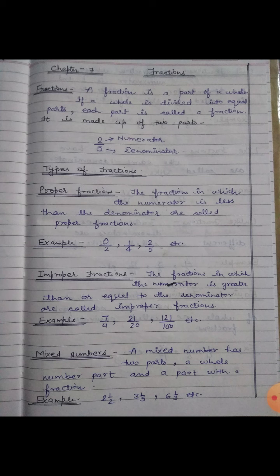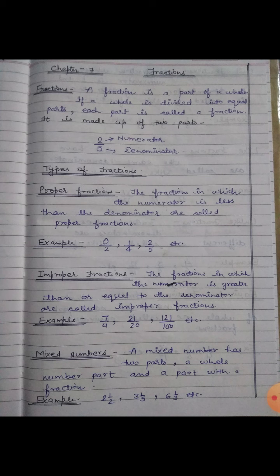ठीक है, तो फ्रैक्शन क्या होगा? कोई भी एक कंप्लीट चीज़ है, अगर हम उसका कोई भी पार्ट निकालते हैं तो वो उसका फ्रैक्शनल पार्ट है. So if a whole is divided into equal parts, each part is called a fraction, and it is made up of two parts, numerator and denominator. And here is the example, 2 by 5.